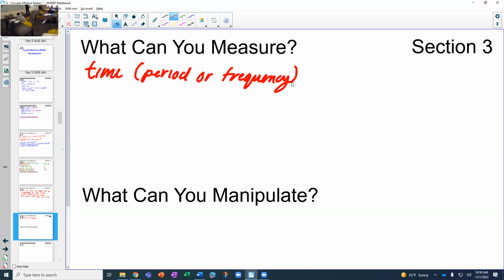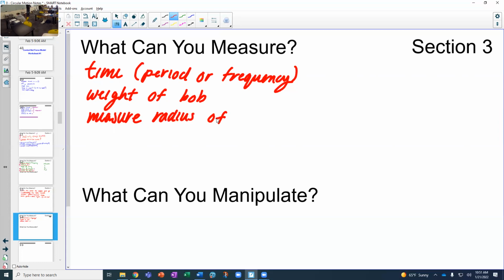Usually when something's hanging like this, I don't know if you guys have heard of the term plumb bob, or on a pendulum, a bob is the part that swings, so we can call this the bob, so the weight of the bob. Radius. And also circle. Okay, we can measure the radius of the circle. Couldn't that be in what we manipulate though, rather? Could be. We're going to figure out first what we can measure. And so we can measure the radius of the circle.